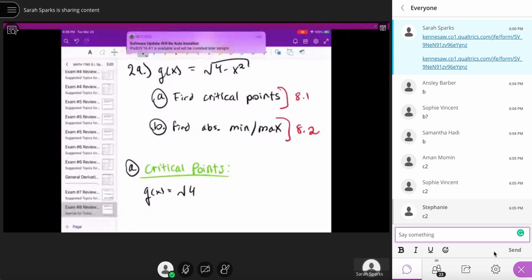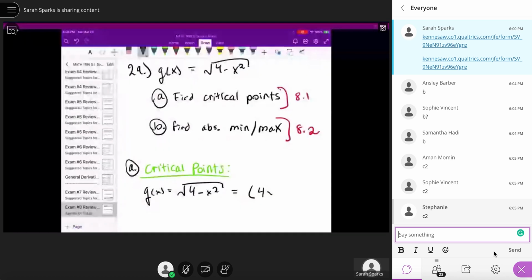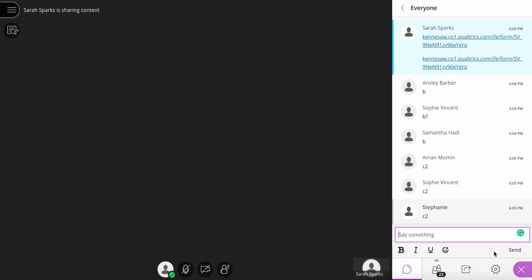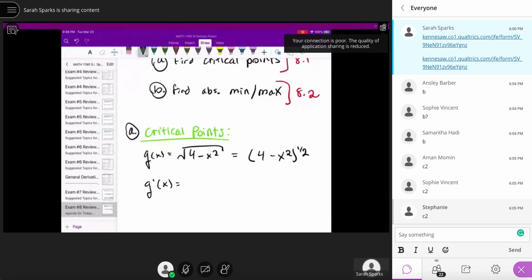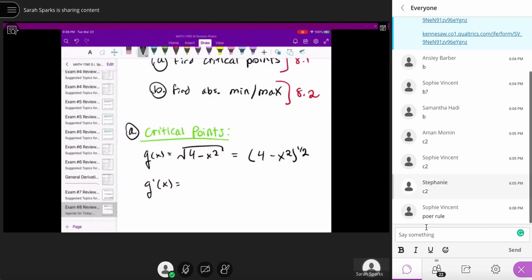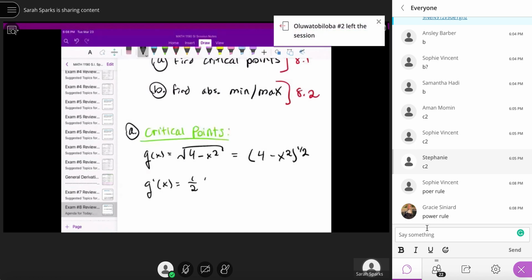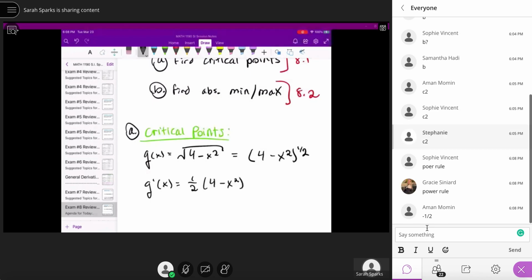Let's write g of x. We know that's the square root of 4 minus x squared. And then, like we do before we take derivatives, we can write that square root as a 1/2 power. So what's the first step when we take the derivative of g of x? Yeah, power rule. Exactly. So we're going to bring down that 1/2 power, subtract 1 from the exponent to get what? What's our exponent for this? Yeah, negative 1/2. And then we have to multiply it by what on the inside?